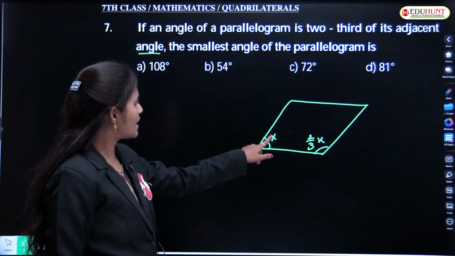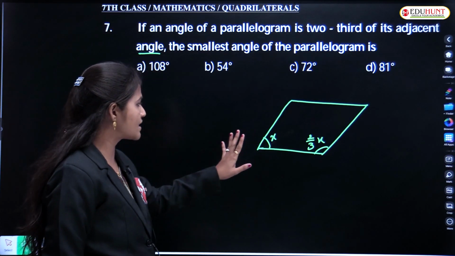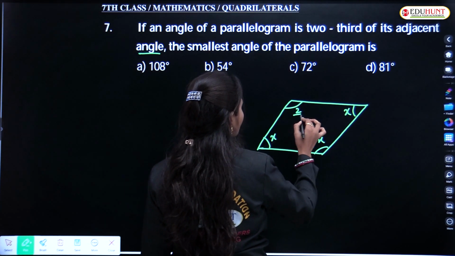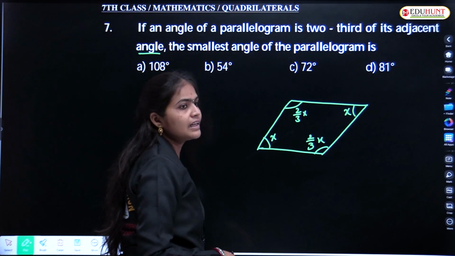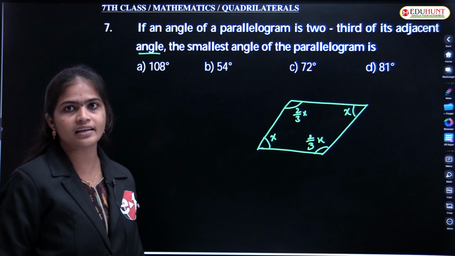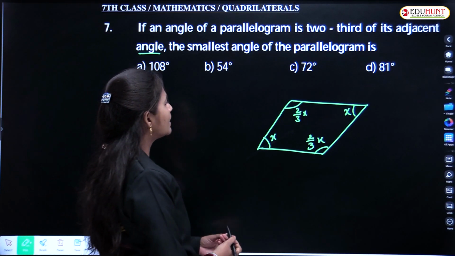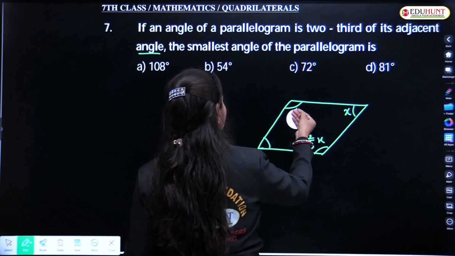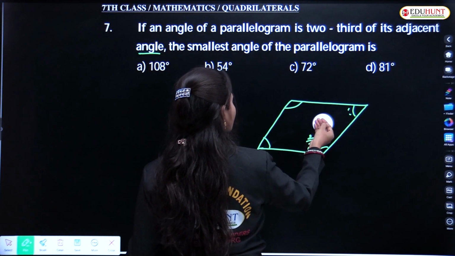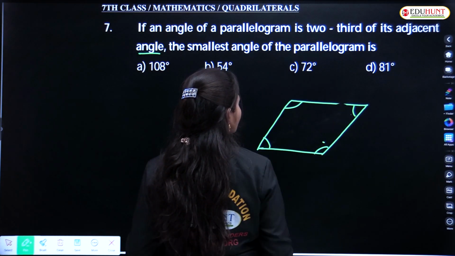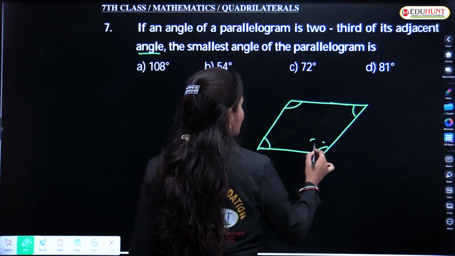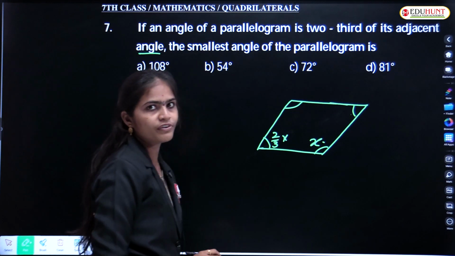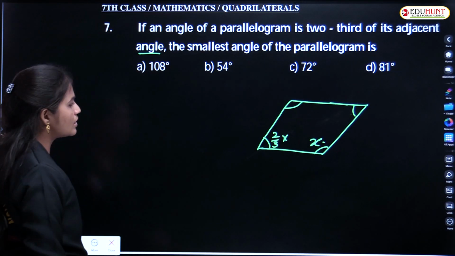Okay, this is x and this is 2/3 of x. Anyway, we can take any two adjacent angles, they are saying. So like this we take this x and 2/3 of x, the 2/3 part of x. Which is greater? x only is greater, so that's why.